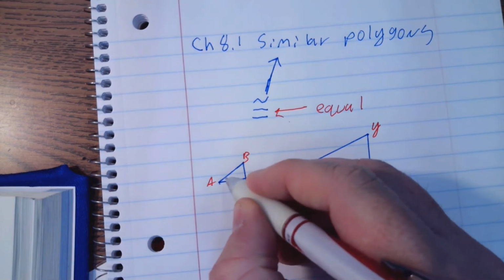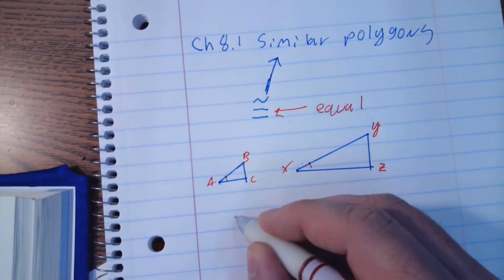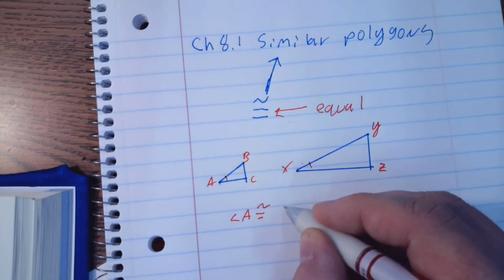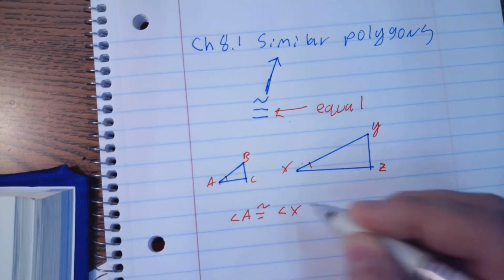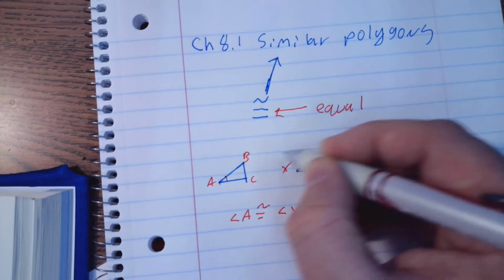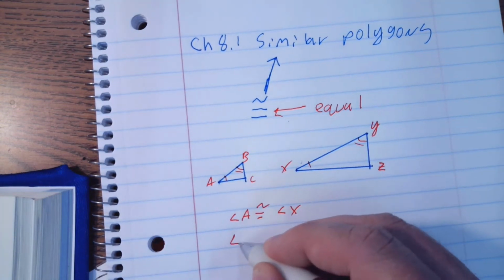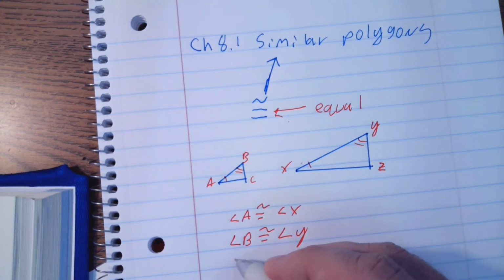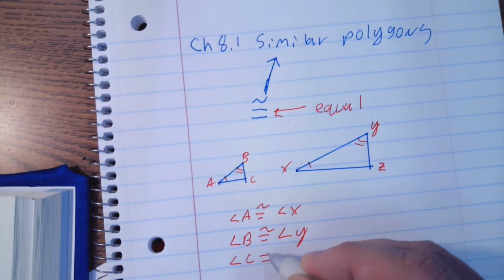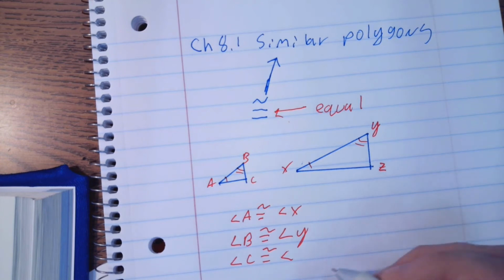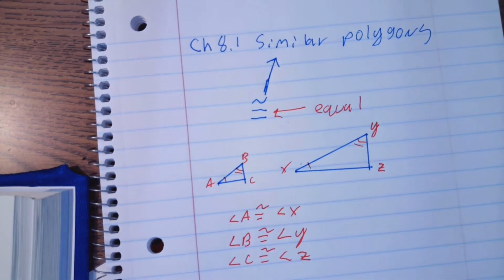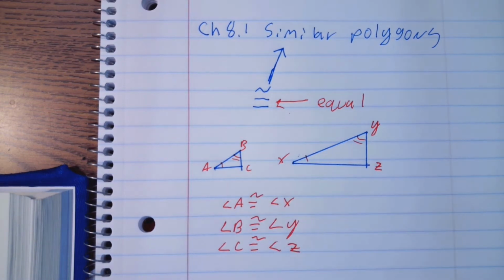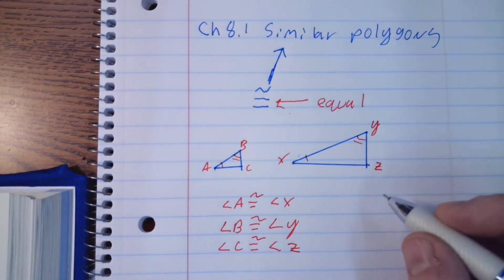So in this case, angle A is congruent to angle X. And I mean congruent. Angle B is congruent to angle Y. Angle C is congruent to angle Z. Okay. So that's the same thing as when they are congruent, as all the angles are congruent. Here's where the difference is.